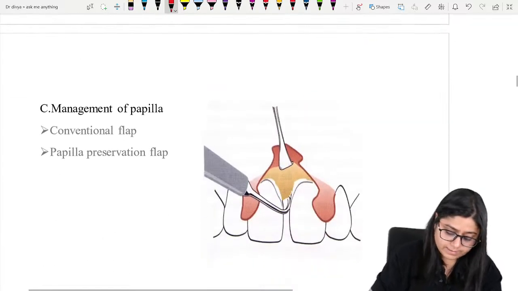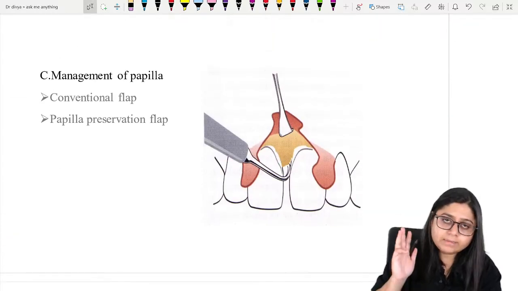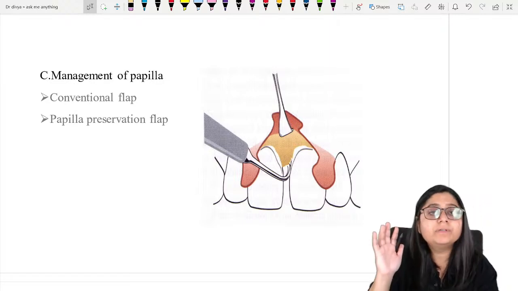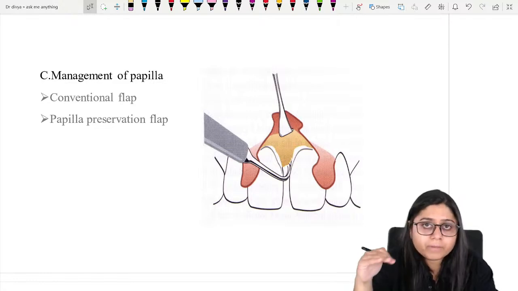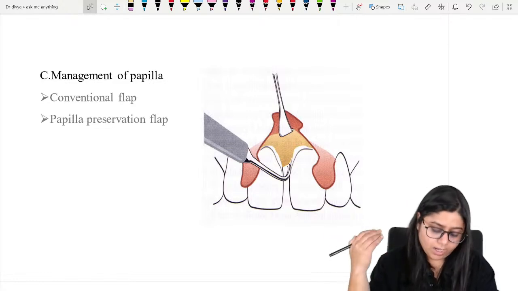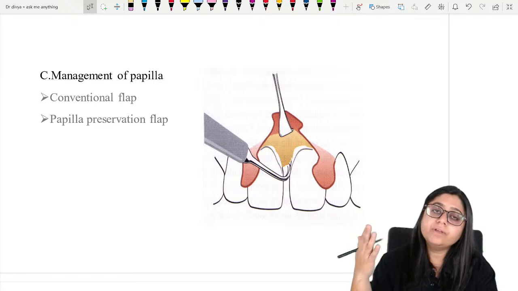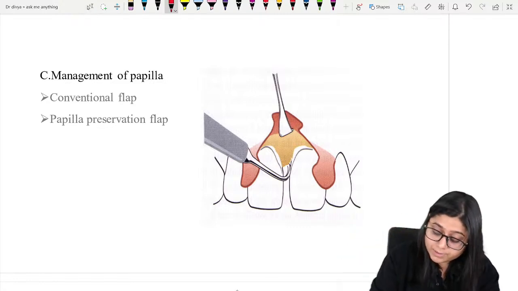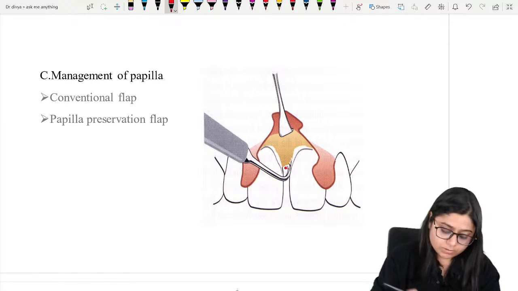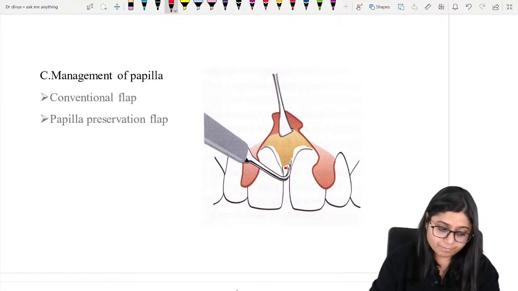So now let us see. And finally, the third type of classification is based on the management of the papilla, whether we are preserving the papilla or cutting the papilla. If we are cutting the papilla, then it is a conventional flap. And when we are not cutting the papilla, we are preserving this interdental papilla, then it is called a papillary preservation flap.